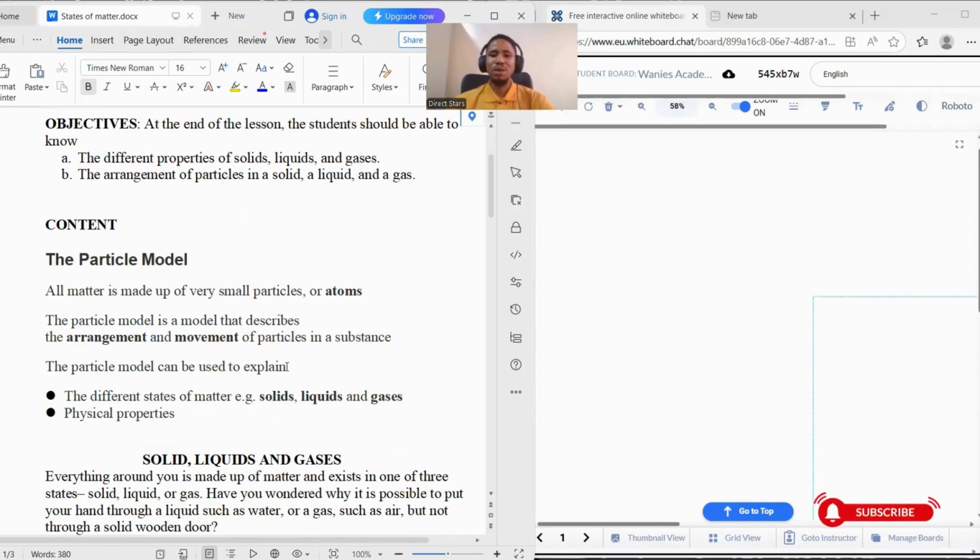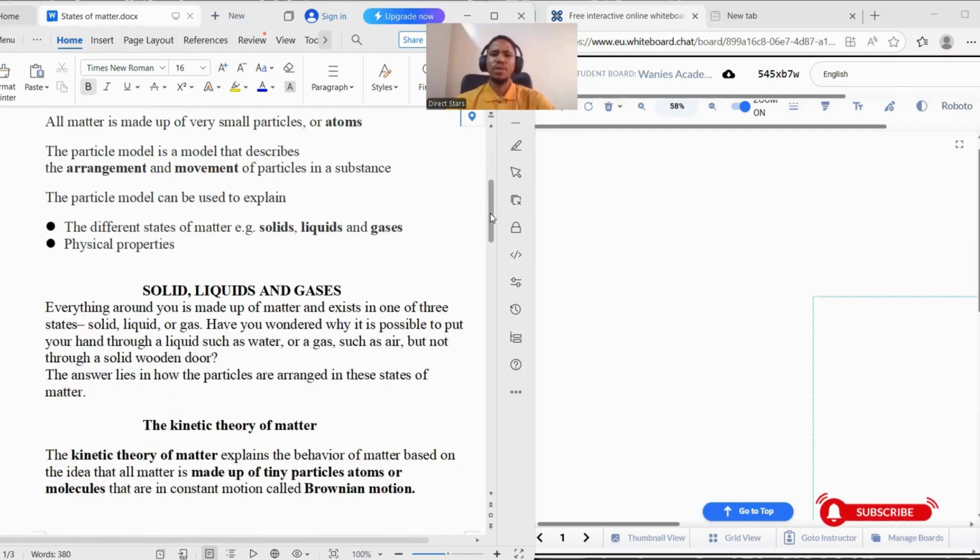The particle model can be used to explain the different states of matter, which are solid, liquid, and gas, and their physical properties. And what are the physical properties? Like the volume or the density of matter. So now let's go to solids, liquids, and gases.